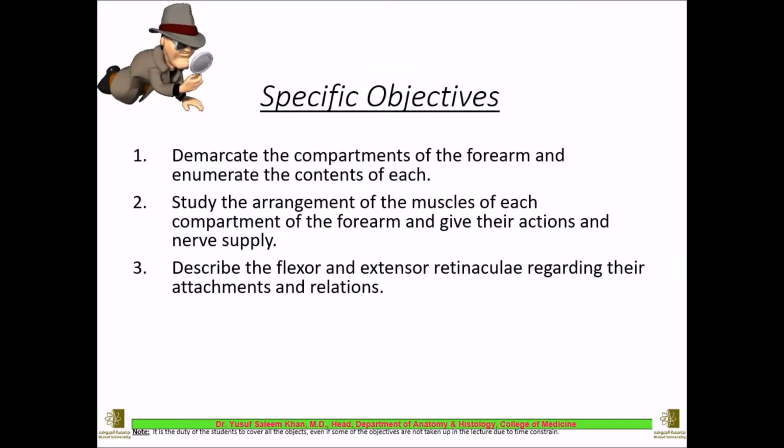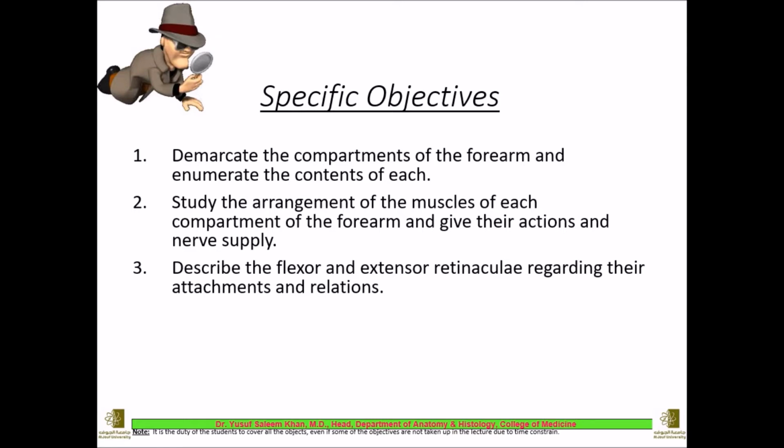These are the specific objectives which we have partly discussed and will continue further. In the first one, demarcate the compartments of the forearm and enumerate the contents of each. Second is to study the arrangement of muscles of each compartment of the forearm and give their actions and nerve supply. We already finished the flexor compartment. Now we are going to the extensor compartment. The third is to describe the flexor and extensor retinacula regarding their attachments and relations.